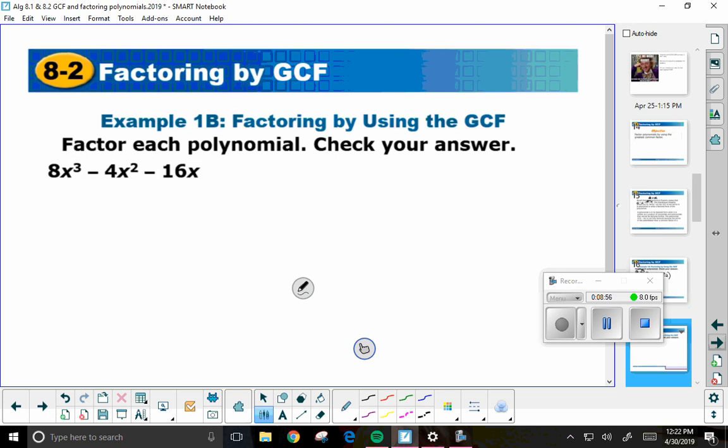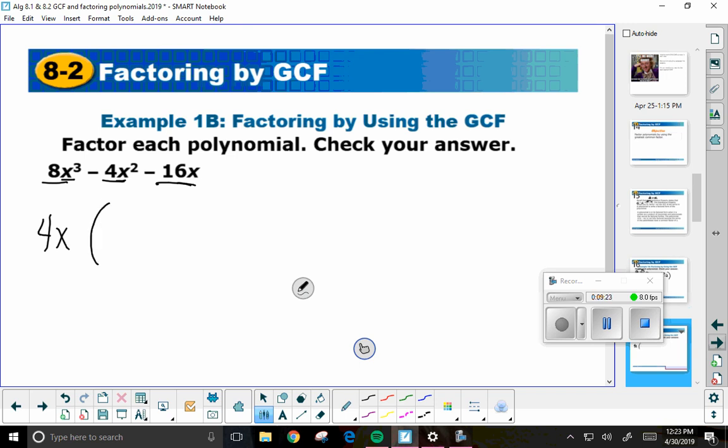So on this one, I have actually 3 terms. So I'm going to look for what is common in all 3 of these terms. What's the greatest common factor? And I see that there's a 4 at least in each of those terms. And then I also see there's an x in all of them. And the lowest exponent on the x is a 1. So I can factor out a 4x in each of these terms.